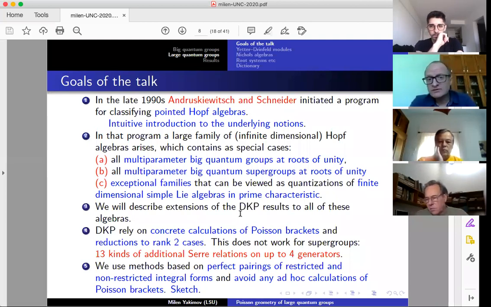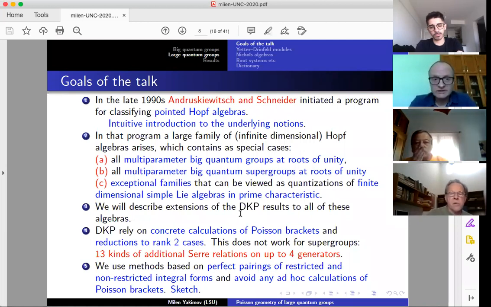So for all of these algebras, we're going to describe extensions of the De Concini-Kac-Procesi results, and we will have underlying Poisson geometric and Lie theoretic objects that are governing the representation theory for these algebras. In particular, we will provide this framework for understanding the irreducible representations of all quantum supergroups at roots of unity, which was desired from the point of view of mathematical physics.